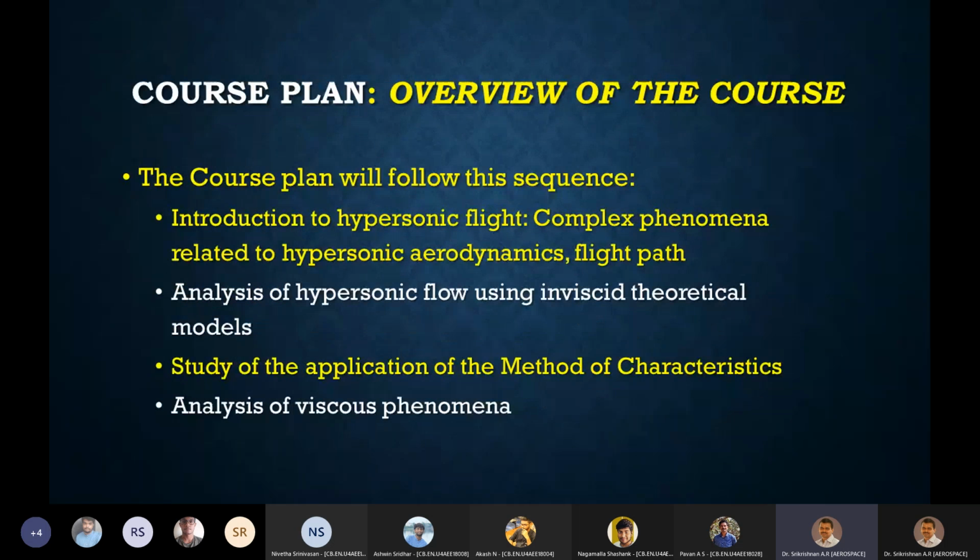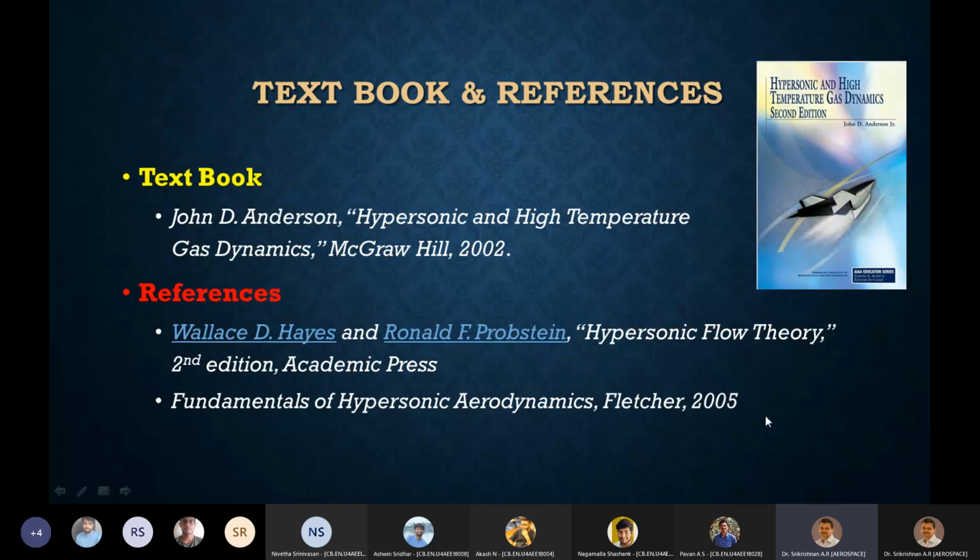Viscosity as well as heat transfer in hypersonic flows. Textbook, John D. Anderson's Hypersonic and High Temperature Gas Dynamics is a good textbook. Actually, that is listed as a textbook, and it's a fairly good treatment of hypersonic flow, the various methods of formulations and their applicability, their disadvantages, shortcomings, and strengths, etc. So it's a good textbook.